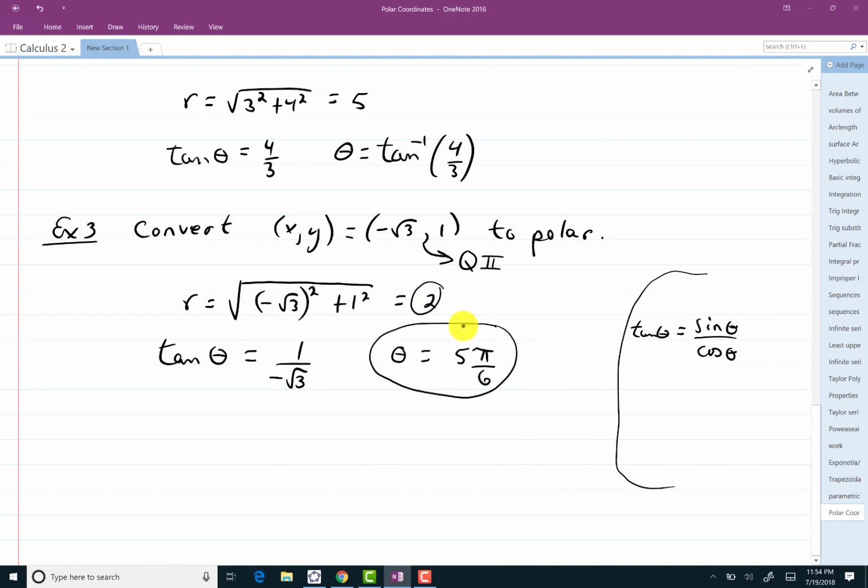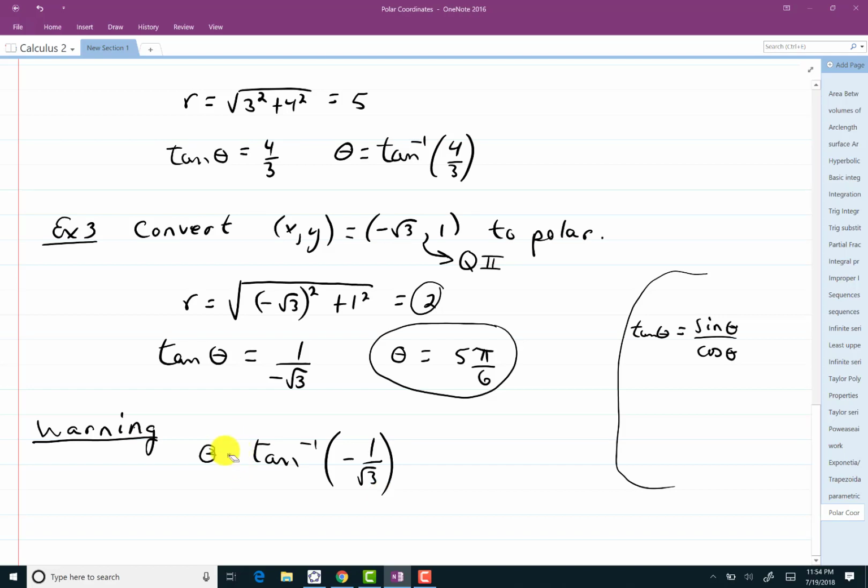Now I want to warn you about something. I'll put a warning here. A little trick I did in the last example where I took the arctangent: if I tried to do that here and said theta is equal to arctangent of negative 1 over radical 3, and you put that in your calculator, it will give you the wrong answer.